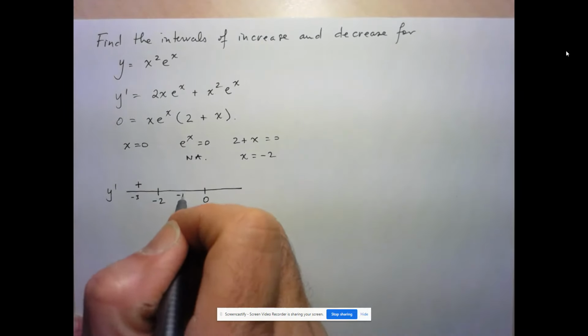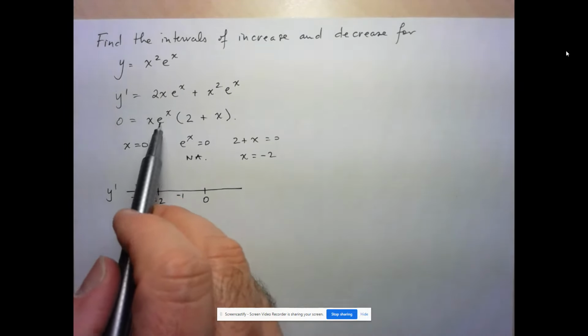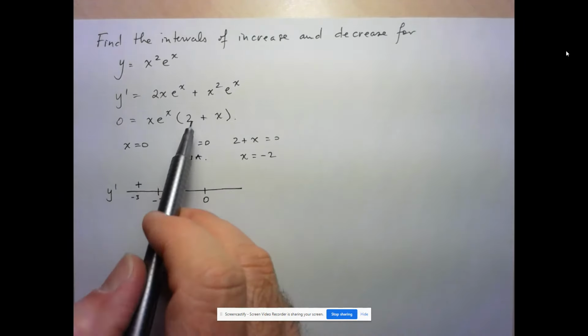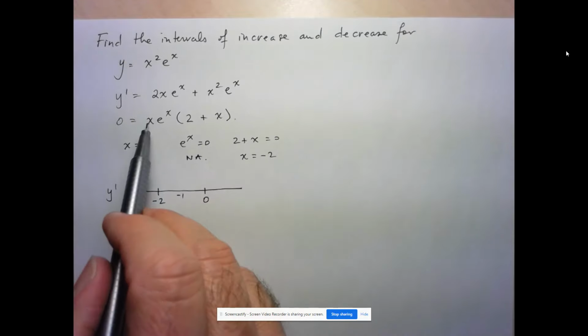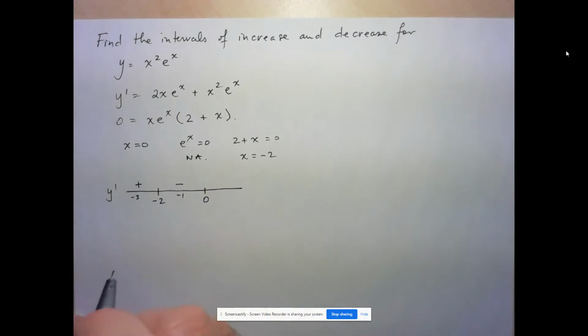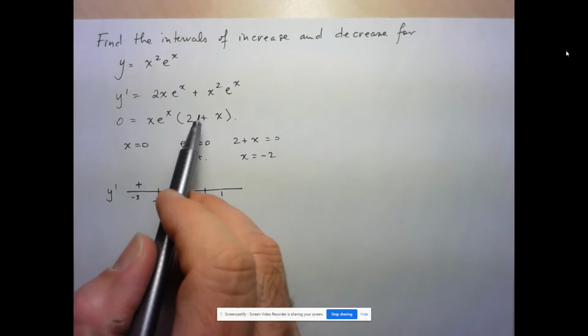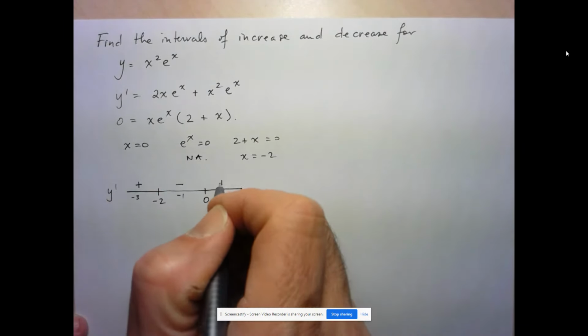If I put in -1, so again, recall e to the x is always positive, so I don't need to worry about that one. This is going to be -1 times 2 minus 1 is 1, positive, negative times positive, going to be negative in this interval. And then if I pick, say, 1, well, positive times positive is just going to be positive.